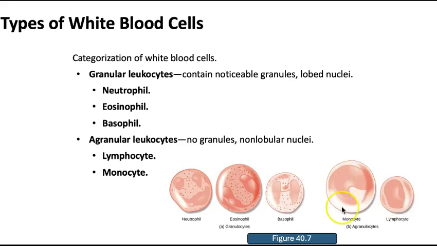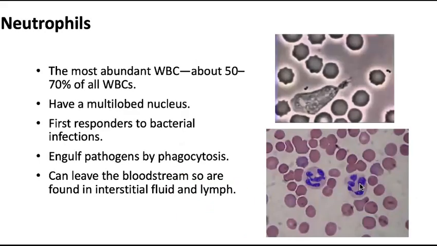Our agranulocytes have no granules or very little granules, and they have non-lobar nuclei. So we see a nice round nucleus here for the lymphocyte, and then almost like a kidney bean shape or cashew shape type of nucleus for our monocyte.